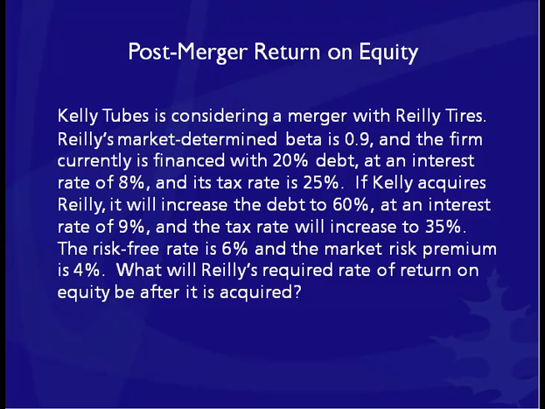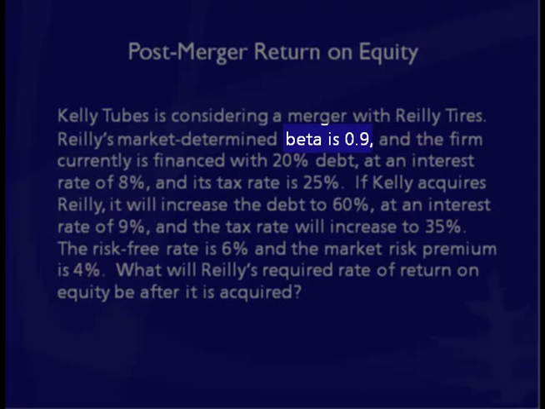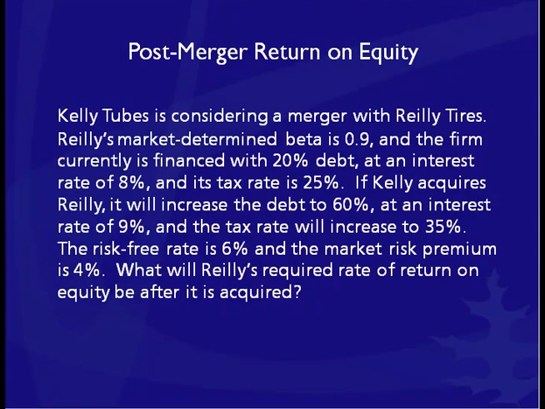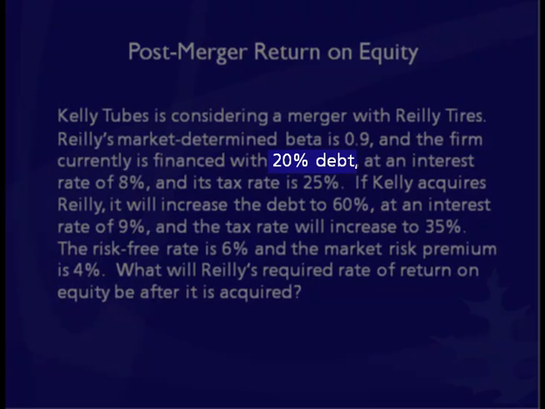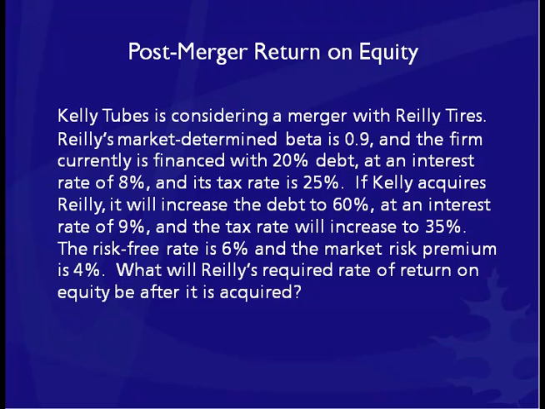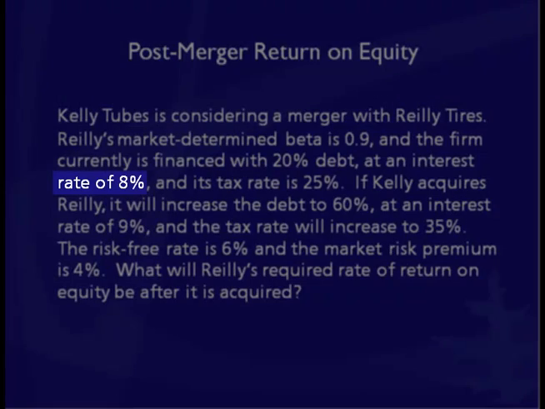Okay, well, let's pick out the facts that we need to know. First off, we see that the target company, that's Riley, has a beta of 0.9. And the firm has current financing at a level of 20% debt, which means it's 80% equity financed, and the debt has an interest rate of 8%, and its tax rate is 25%.